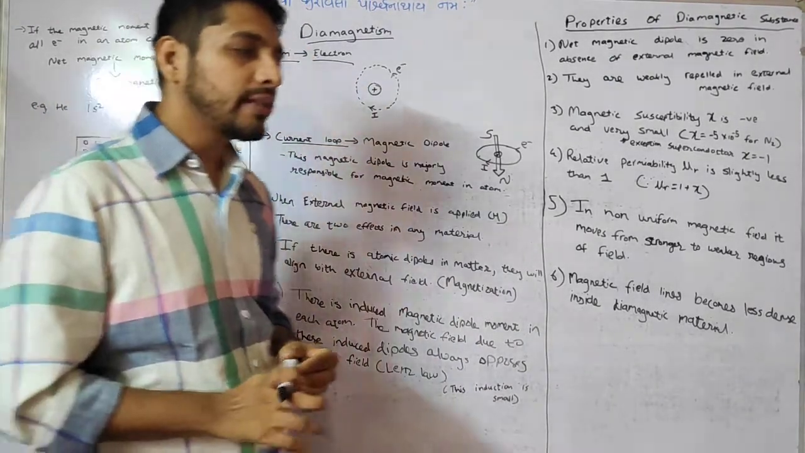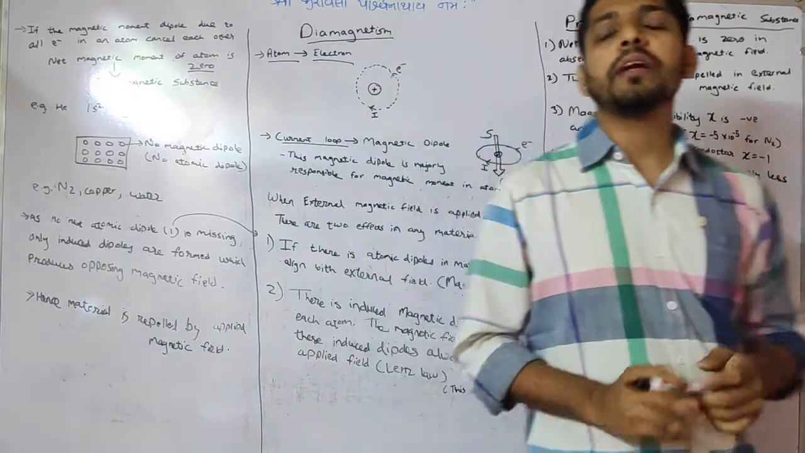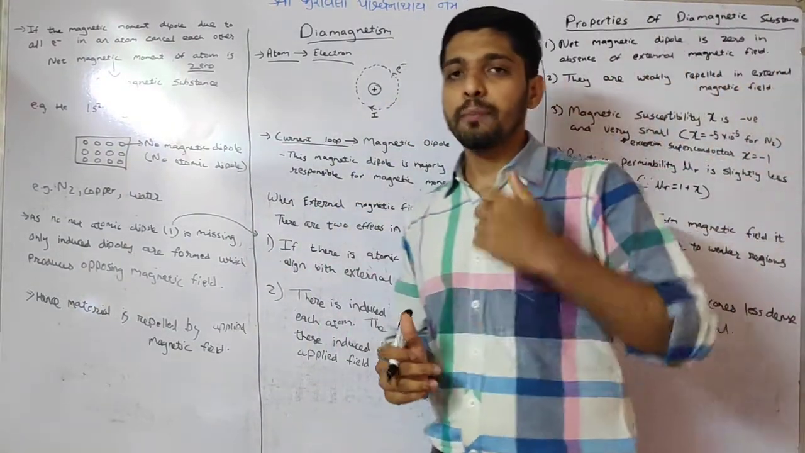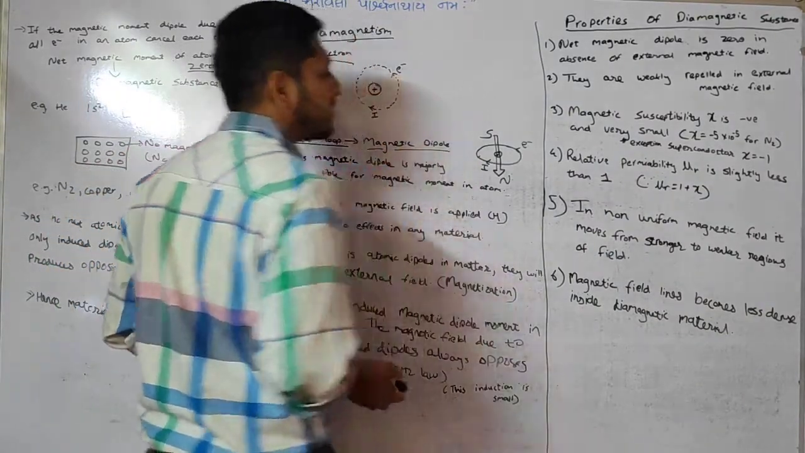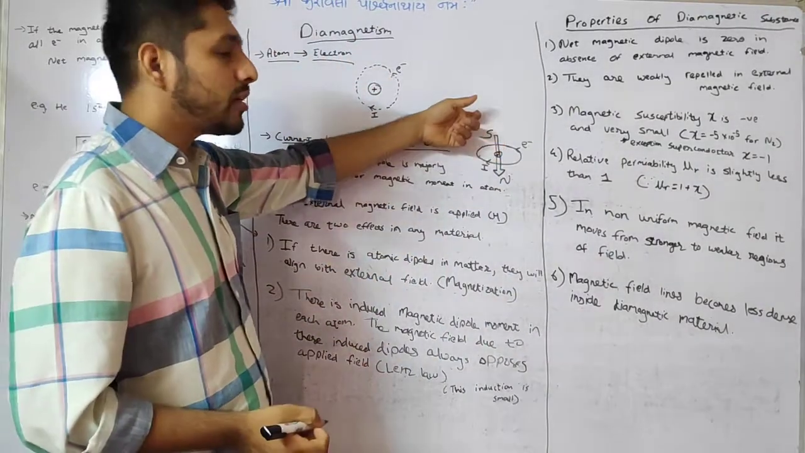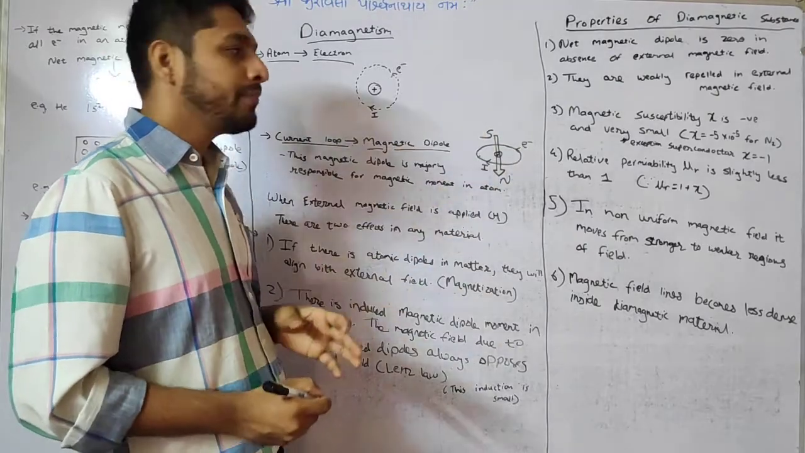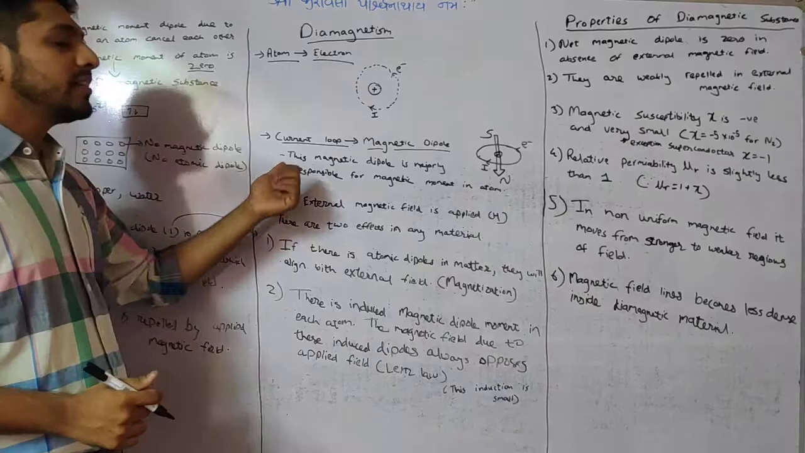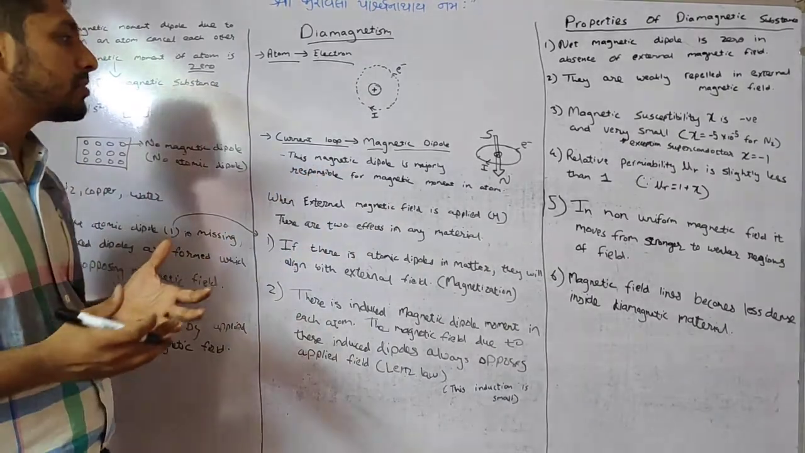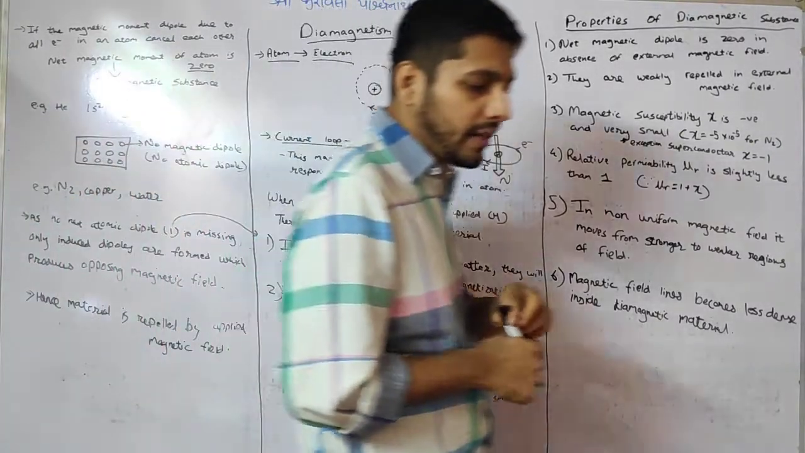And we also know that whenever there is a current carrying loop, it behaves as a magnetic dipole, as you have studied in our previous lecture. This current carrying loop will act as a magnetic dipole, which will have a south pole and a north pole. Is it clear till this? So this magnetic dipole is majorly responsible for magnetic moment in an atom.